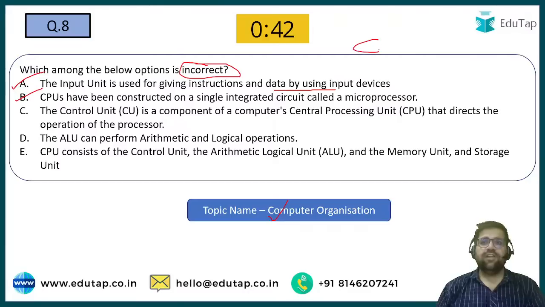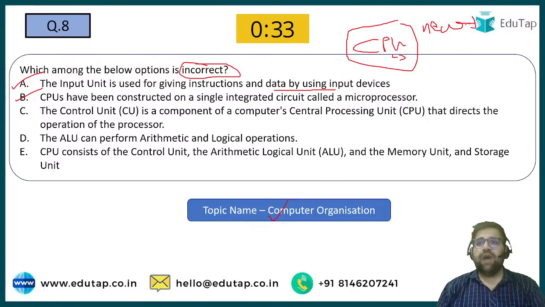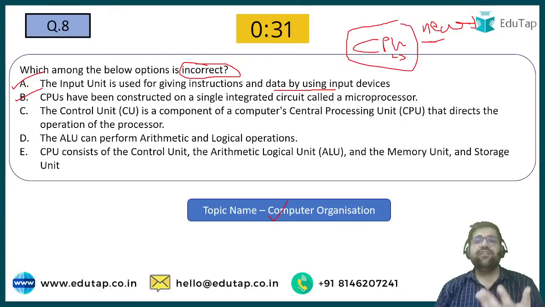Now, if you know what CPU is, then only you can answer it. CPU stands for Central Processing Unit. It is known as the heart of the computer. If you have a heart, then that is your CPU. CPU is known as the heart of the computer.